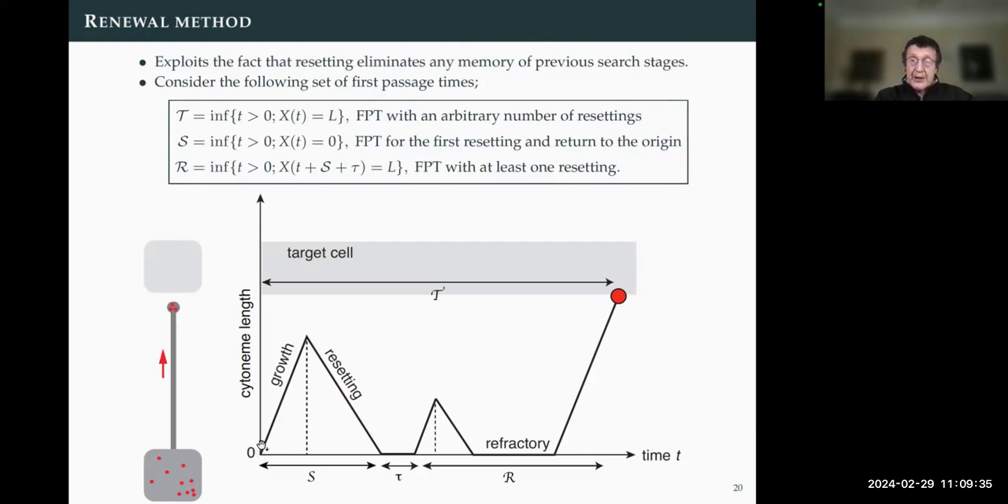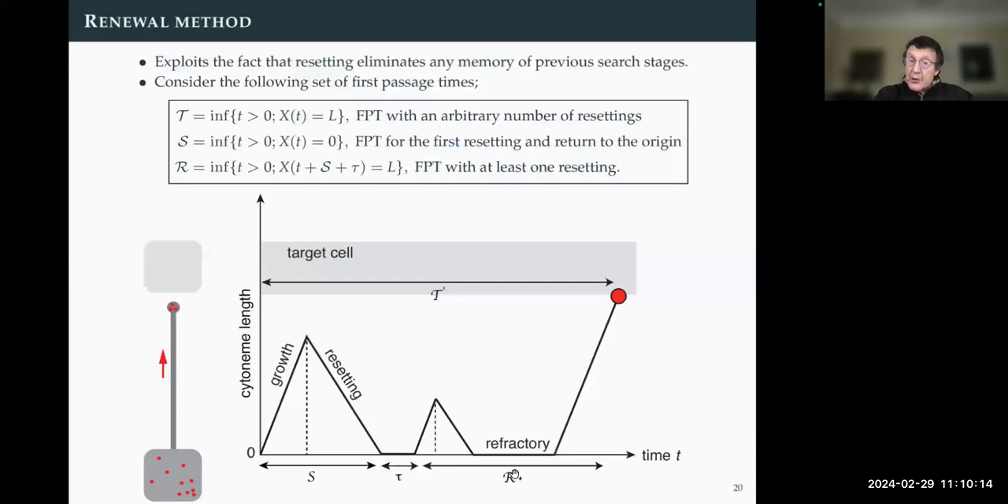This is a sample trajectory. I grow for a while. I then reset. That gives me my S for this particular case. I then wait around for a refractory period, tau. Then I start up again. I could repeat this many times, but irrespective of the second, third, fourth, fifth resetting times, I call the remaining time R. The crucial idea is the use of the strong Markov property, which is like the Markov property, but rather than conditioning on previous deterministic times, you condition on previous random stopping times, but the same idea applies.